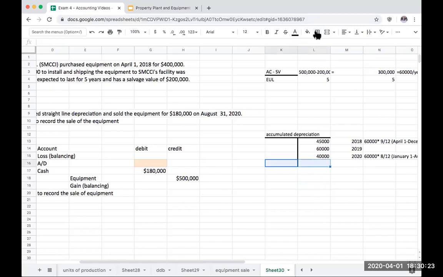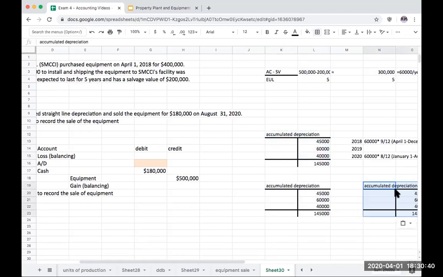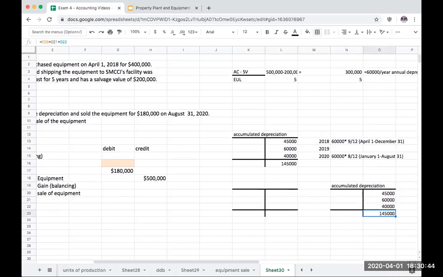So the total amount of accumulated depreciation that I've taken on this asset is going to be right over here at $145,000. Okay, so if you don't understand the way that I'm going through and writing this up, I'm going to look at the journal entries that I would be doing for every single year, because I had a student who really didn't understand how I was doing this with the T accounts.